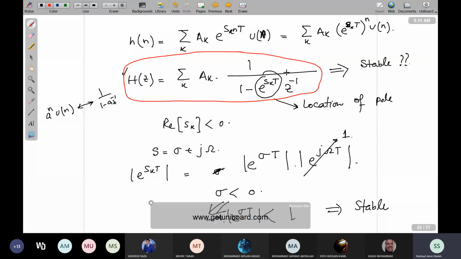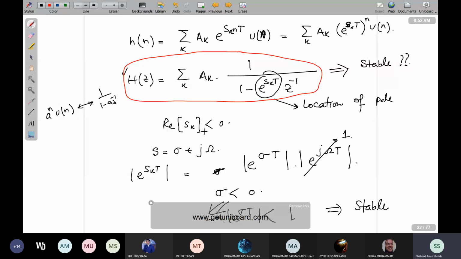But now we have to give the answer whether it is stable or not. We don't know yet, but we know that this is the location of the pole, e raised to power skT. If this is lesser than 1, it means the system is stable, because for a causal and stable discrete time filter, all the poles must be inside the unit circle.